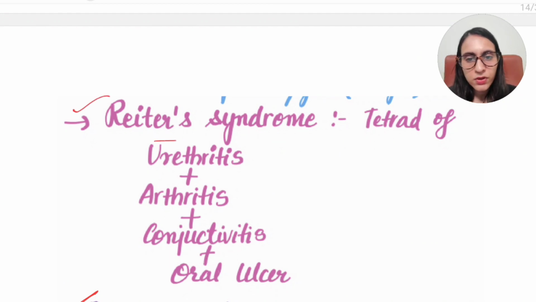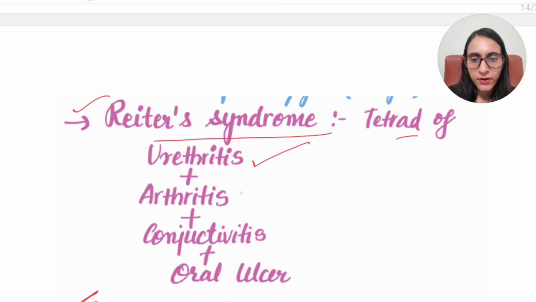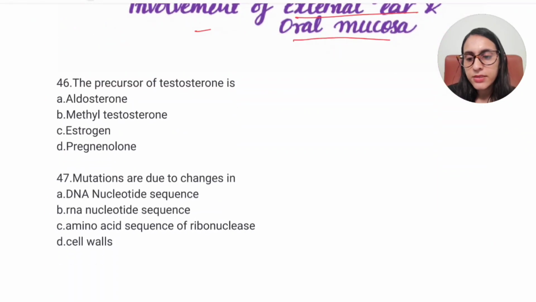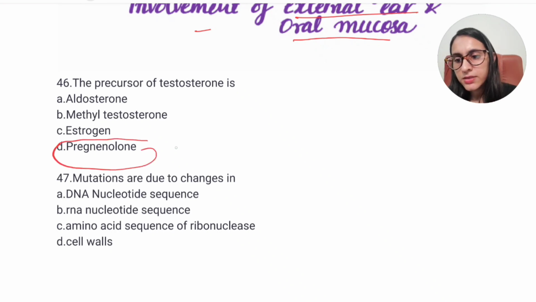Apart from that, in the slide, we also have Reiter syndrome. It is a triad of urethritis, arthritis, conjunctivitis, and oral ulcer. Precursor of testosterone: pregnenolone. So pregnenolone is a precursor to testosterone.